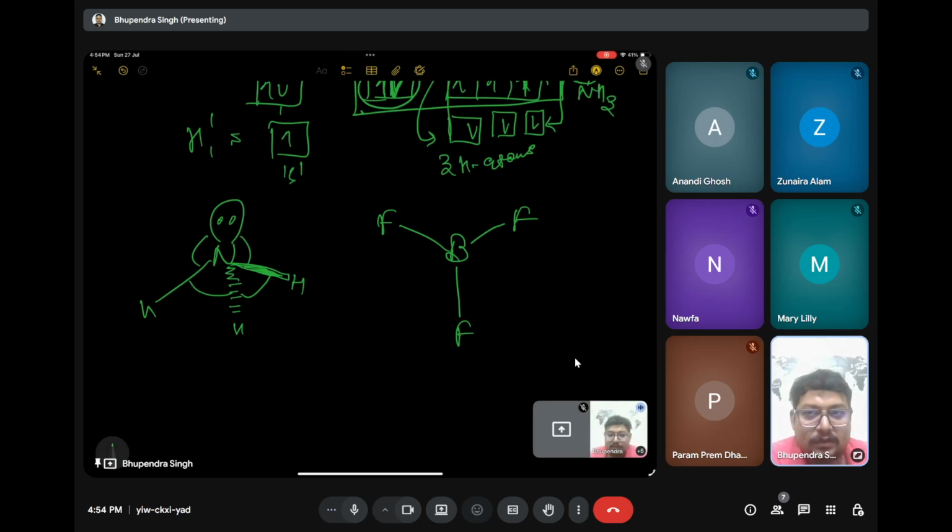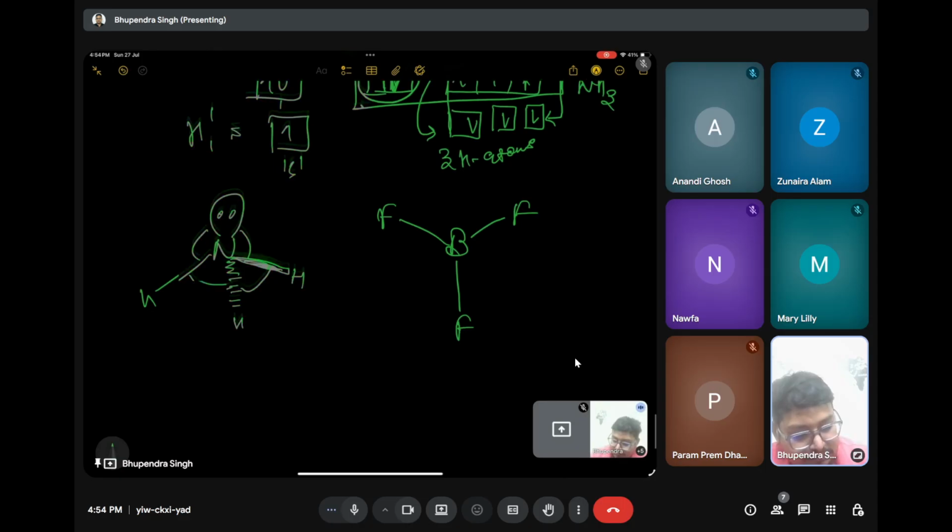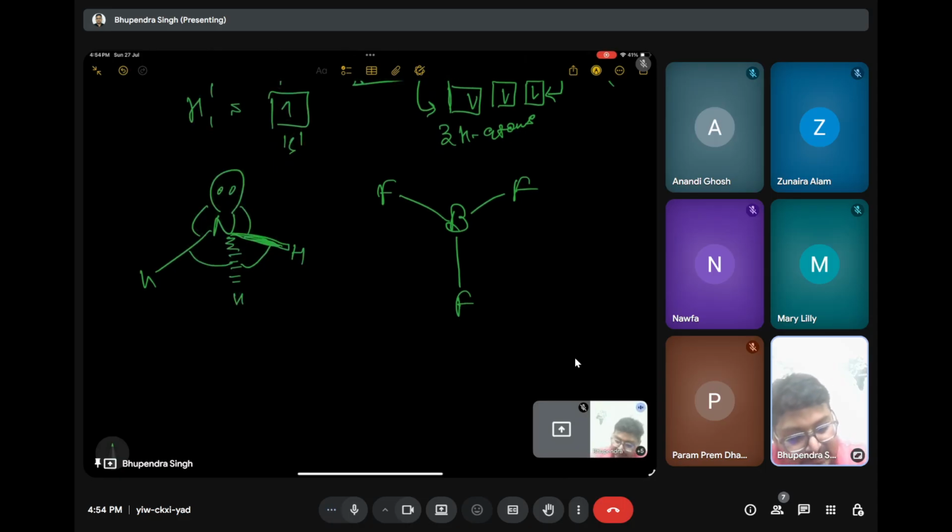You must have heard about this lone pair, bond pair repulsion in your BSc, MSc, I believe. Because of that, the lone pair, bond pair repulsion is high, and you will not see a planar molecule. Here BF3 was planar. That is why we are able to draw this.